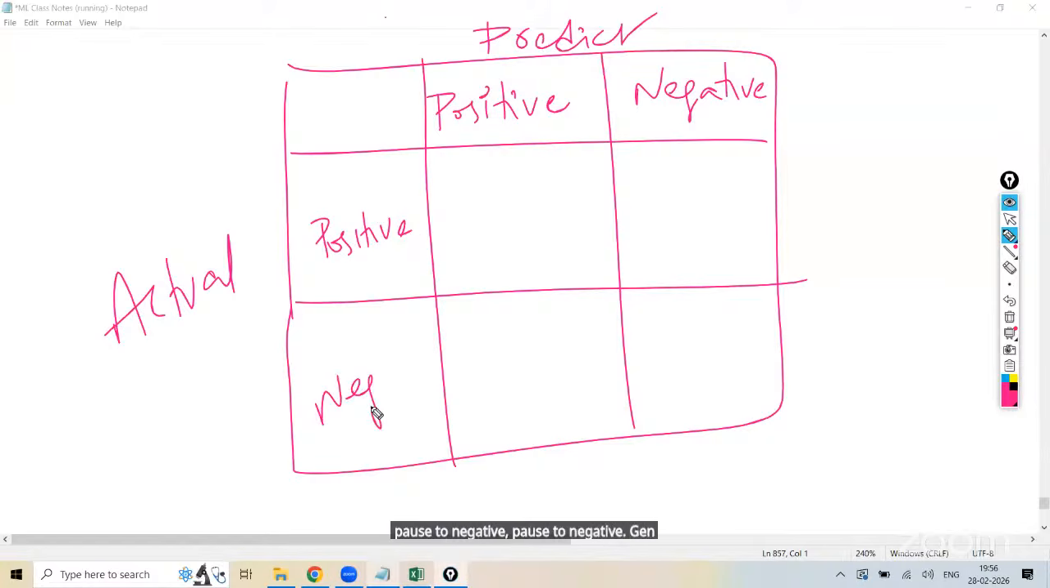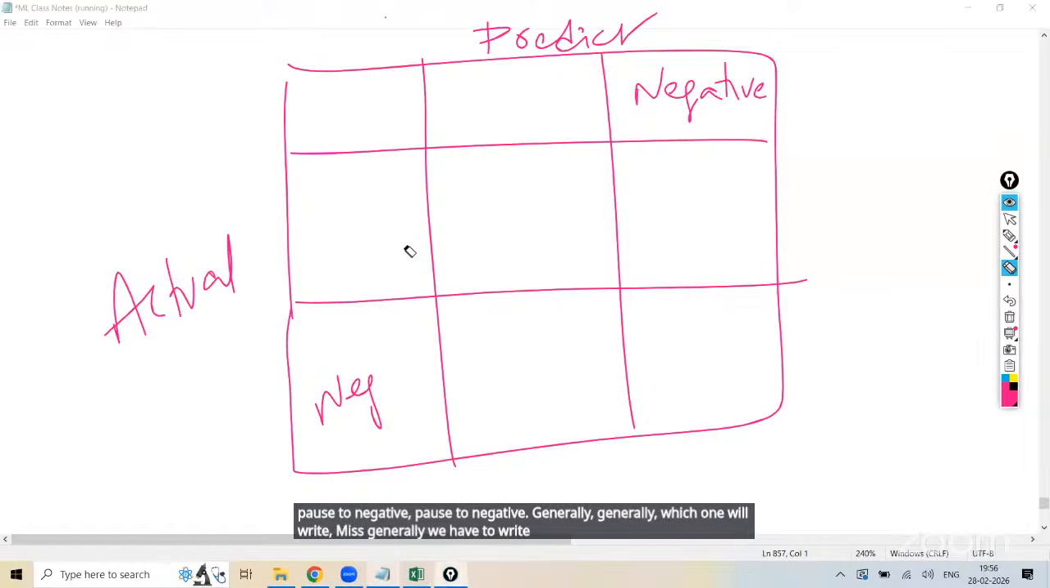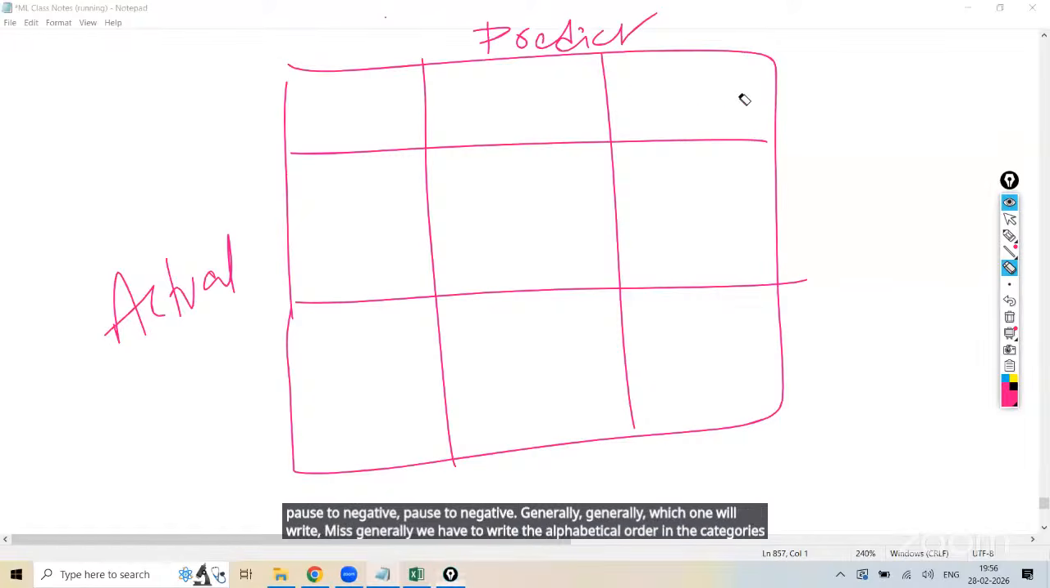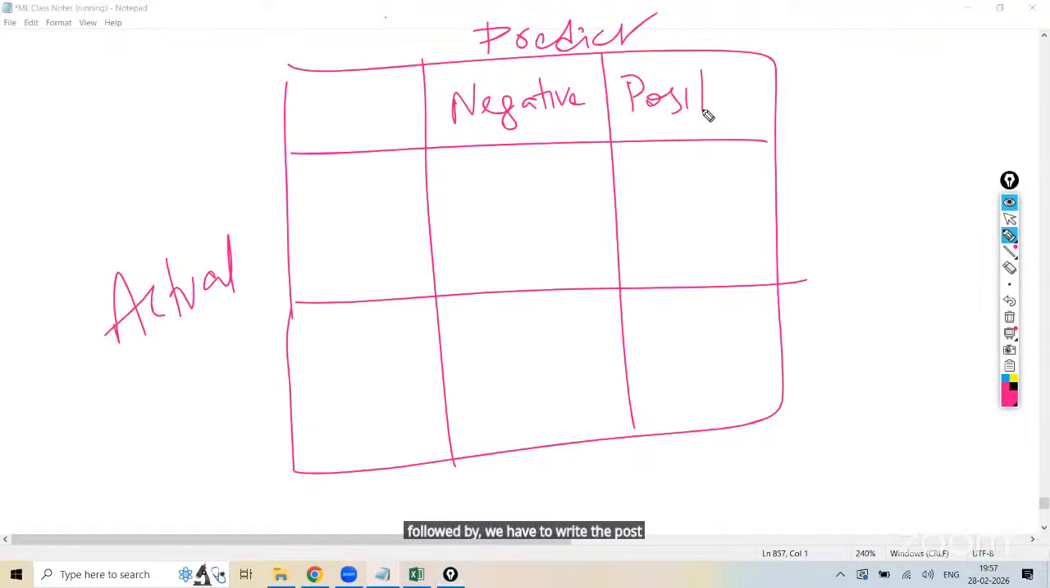Generally, we have to write the categories in alphabetical order. Will the negative word come first or the positive word? The negative word will come first. So first we have to write the negative word, followed by the positive word.